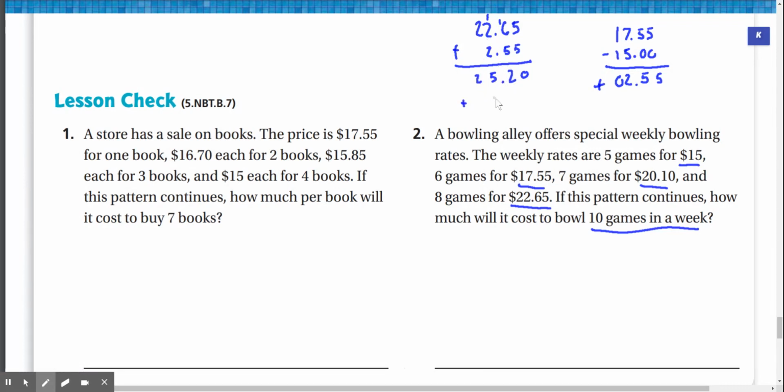Now for 10 games, we're going to have to add 2.55 again. 0 plus 5 is just 5. 5 plus 2 is 7. 5 plus 2 is 7 again. And then drop down to 2. So we get $27.75 for 10 games in 1 week.